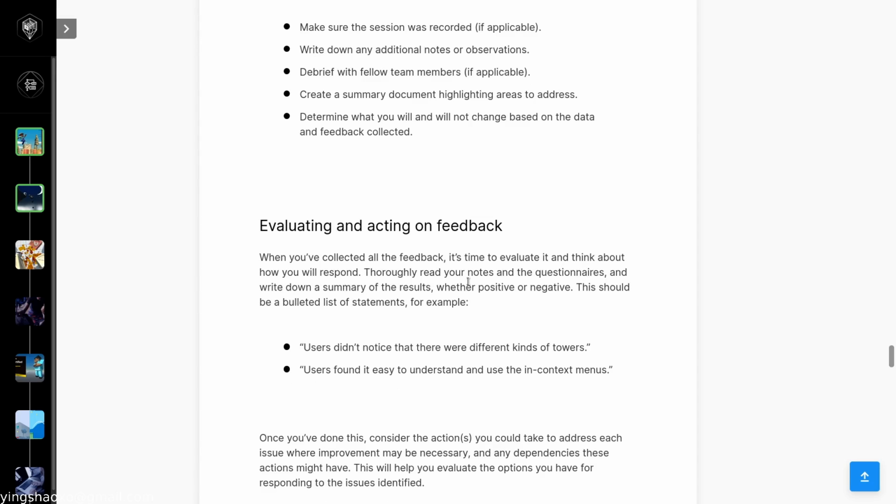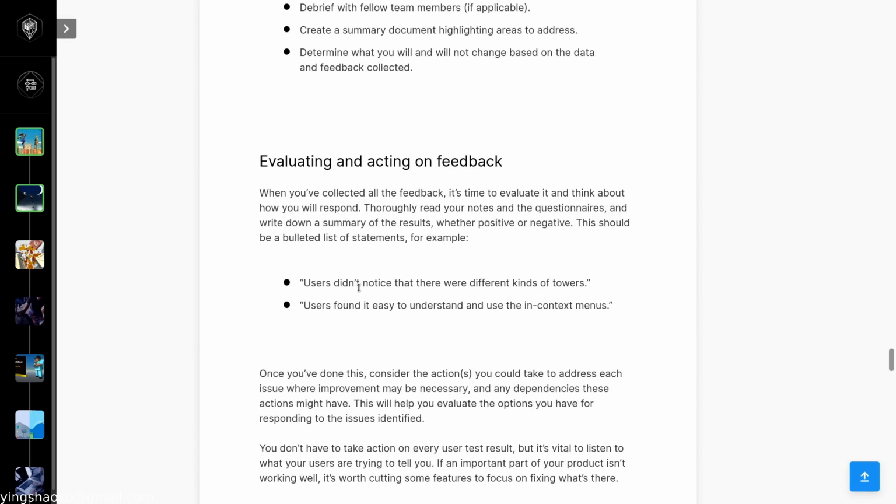Thoroughly read your notes and the questionnaires and write down a summary of the results, whether positive or negative. This should be a bulleted list of statements. For example, users didn't notice that there were different kinds of towers. Users found it easy to understand and use in-contact menus.